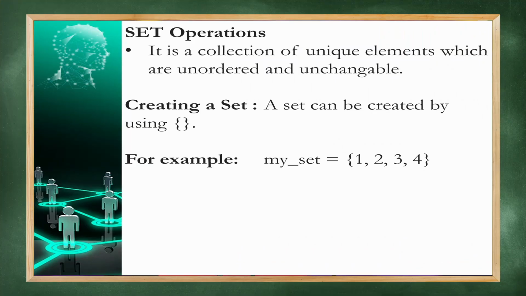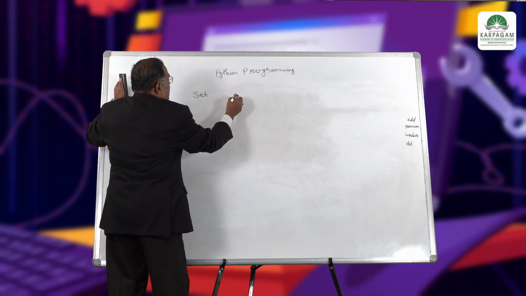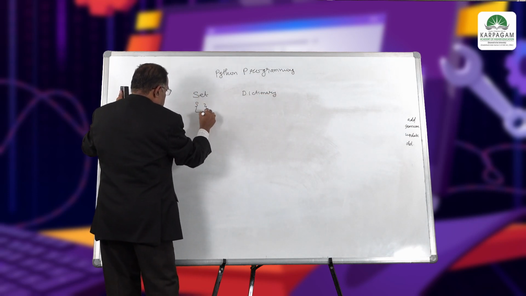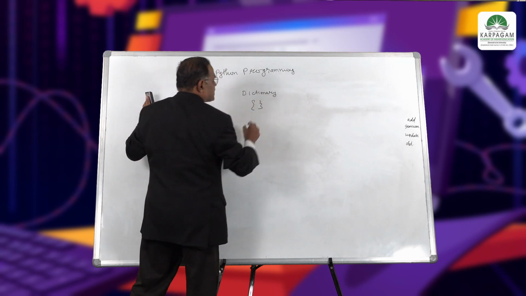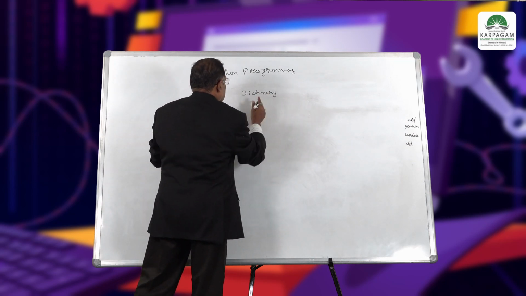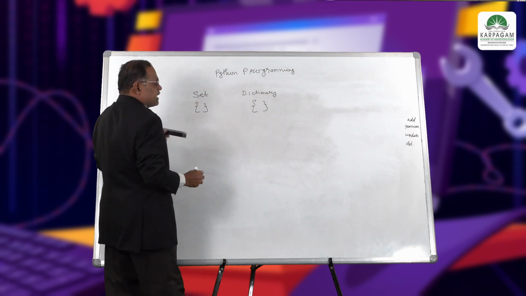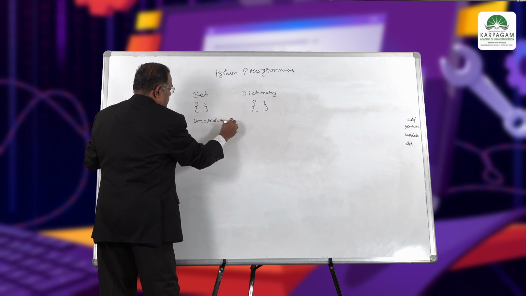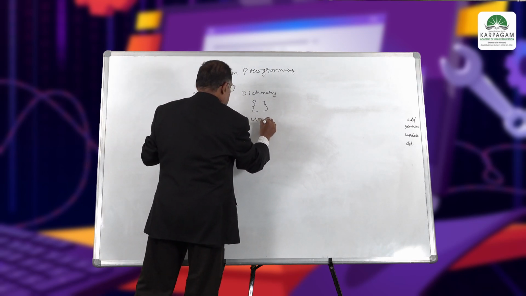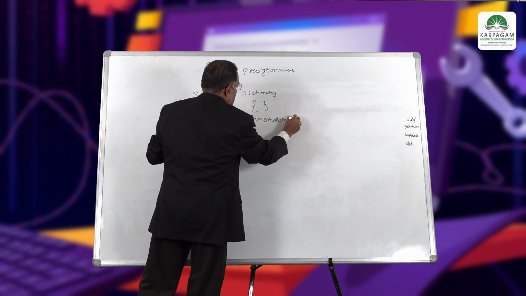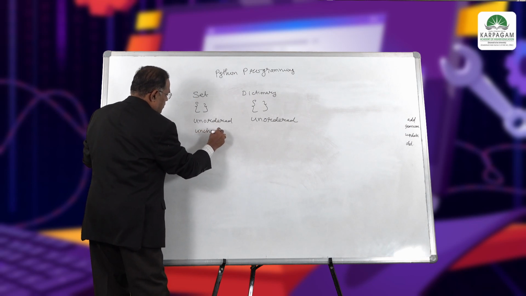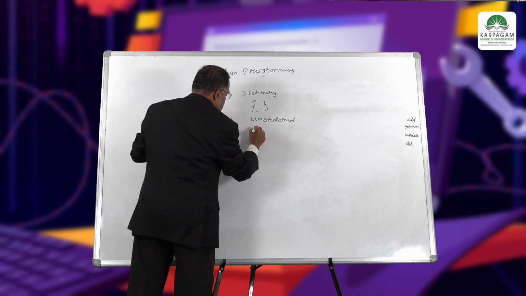The third point is set. And the fourth is dictionary. The set and dictionary are denoted by curly braces, open and close curly braces. Here, this is unordered. This is also unordered. This is unchangeable. Changeable.